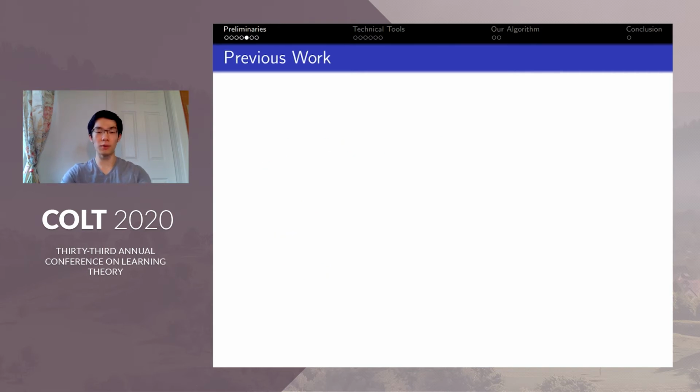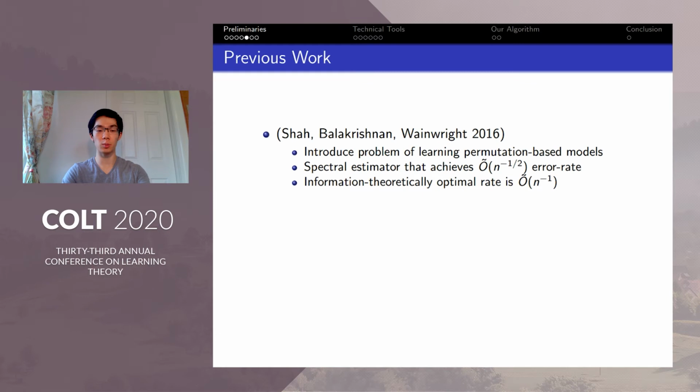Now I'll briefly survey some previous work on permutation-based models. In a paper by Shah et al. in 2016, they introduced the problem of learning from permutation-based models. They give a spectral estimator that achieves an error rate of n to the negative 1/2, and they prove that the information theoretically optimal error rate is n to the negative 1. By error rate here, I mean normalized Frobenius squared error. So the Frobenius squared error between your estimate and the true matrix, and then divided by n squared.